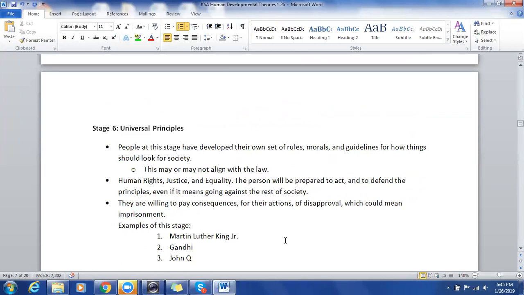And then the last stage, or the sixth stage of universal principles, is the rare stage for anyone to touch and breathe on, because this is where the person develops their own set of rules, morals, and guidelines for things that they would like to see in society. This may or may not align with the law. This is where we have human rights, diversity, and equality being the biggest driving factors behind this. And this is where the person will prepare to act and defend the principles, even if this means going against the rest of society. It's like one for all and all for one.